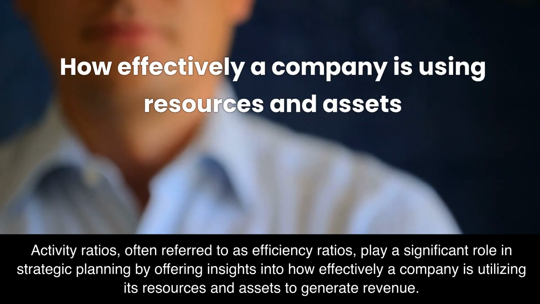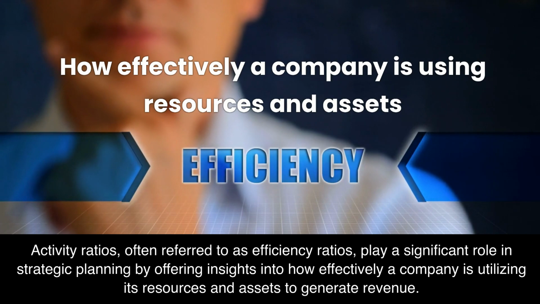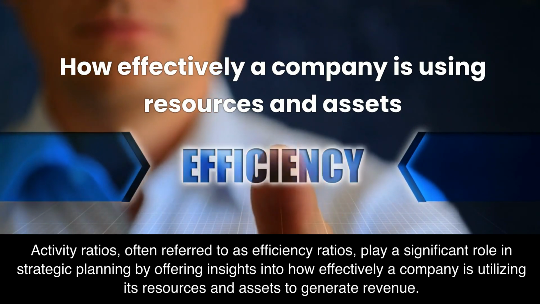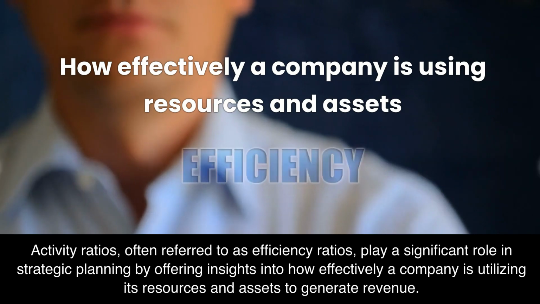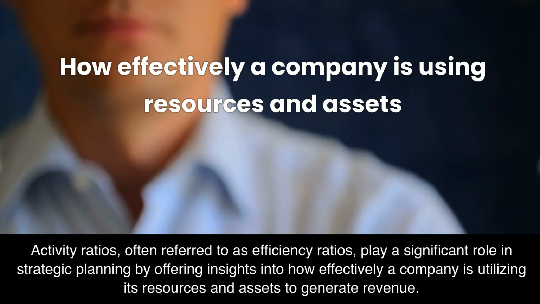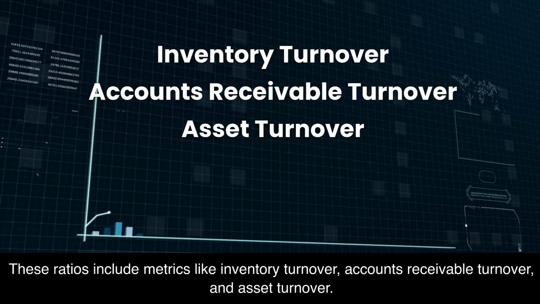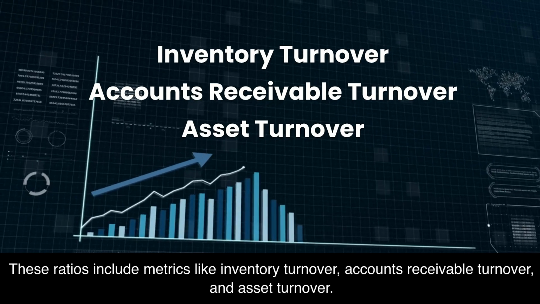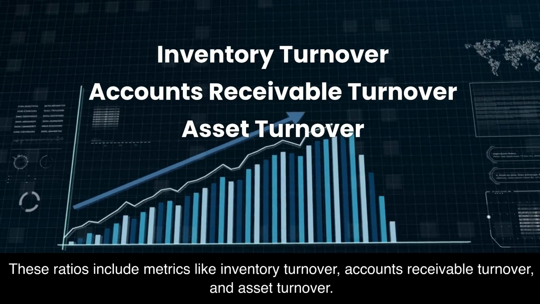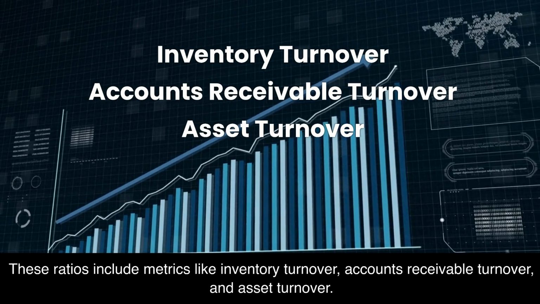Activity ratios, often referred to as efficiency ratios, play a significant role in strategic planning by offering insights into how effectively a company is utilizing its resources and assets to generate revenue. These ratios include metrics like inventory turnover, accounts receivable turnover, and asset turnover.